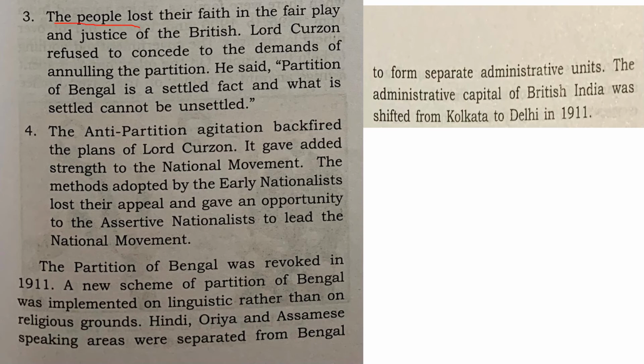So the people lost their faith in the fair play and justice of the British. Once and for all, the people who were very humble and very obedient to the British lost faith in the justice of the British. And Lord Curzon refused to concede to the demands of annulling the partition.